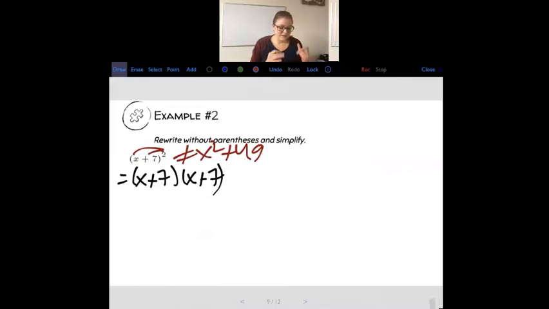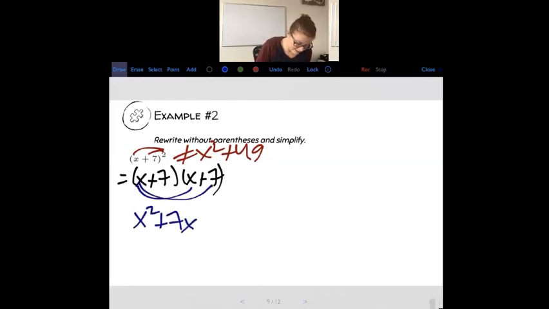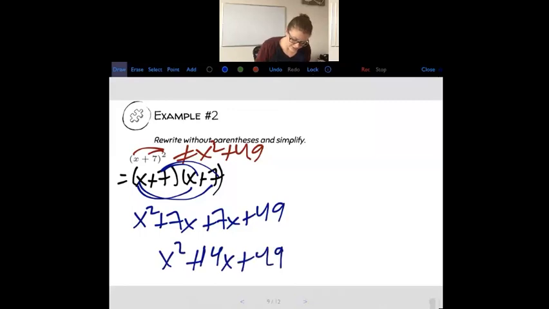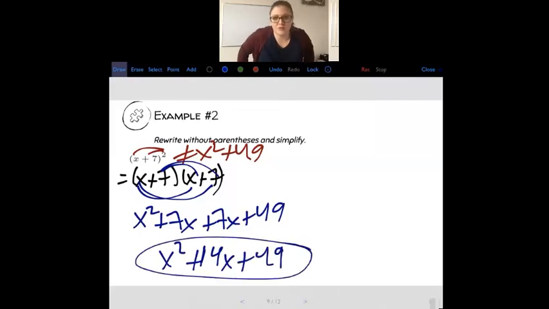So this is rewritten as x plus 7 times x plus 7. You can use one of the methods we just talked about where you use FOIL or the box method. In this case, I'm going to make sure I distribute. So x times x is x squared. X times 7 is 7x. 7 times x is also 7x. And 7 times 7 is 49. So then when you combine like terms, we get x squared plus 14x plus 49, which is very different than just x squared plus 49. So make sure you're aware of that when you're asked to square these.